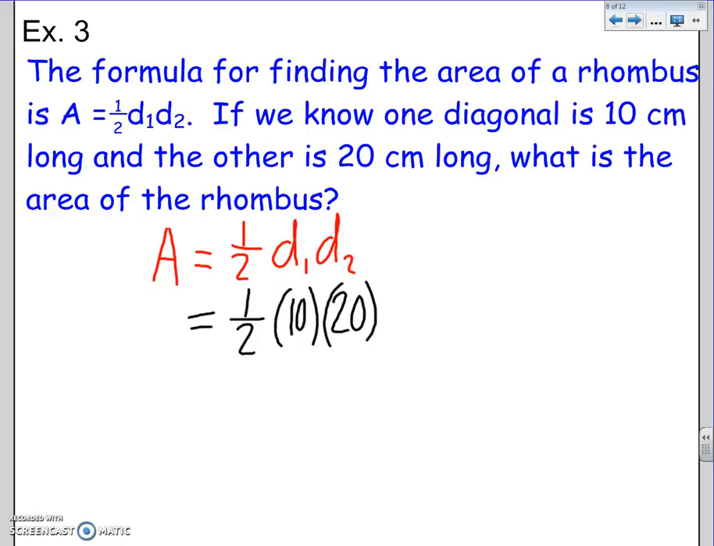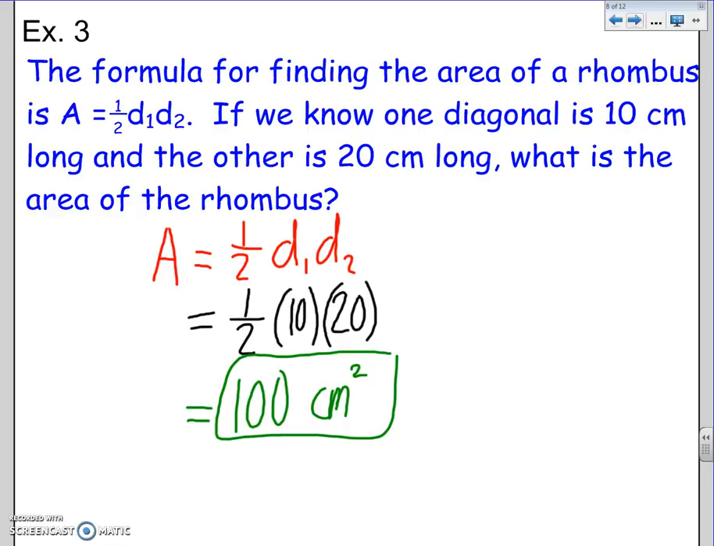All right, PEMDAS, nothing inside parentheses to do. No exponents, multiplying. So 1/2 times 10 times 20, that gives me 100. And if you want to be technical about it, centimeters squared. All right, and that's it. So again, we have a formula, or we have letters, we plug it in, we simplify by PEMDAS.